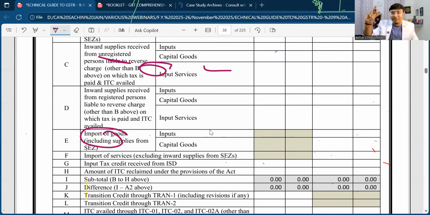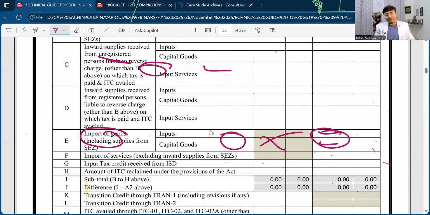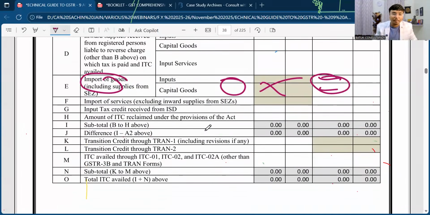Import of goods, sir, you have made import of goods. In that case also there is a requirement to pay the taxes under reverse charge mechanism, because always the importer is liable. If I import any goods from outside India, then I have to pay the taxes under reverse charge mechanism, and I will be eligible to claim the input tax credit. So that ITC I need to show. In case of import always IGST will be there, so our IGST figure will be there. So we have to show capital goods and inputs.